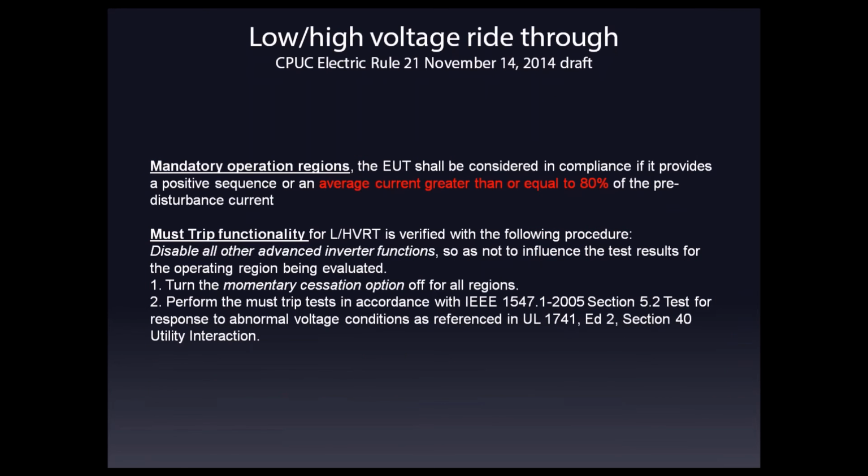So now the question is, how do we test whether our inverter is passing or failing? For mandatory operation regions, meaning during the low voltage ride-through, we have to provide an average current greater than or equal to 80% of the pre-disturbance current. Must-trip functionality means if the low voltage ride-through persists beyond the mandatory operation region, we have to be able to trip immediately between the required time limits. So that's pretty well defined.